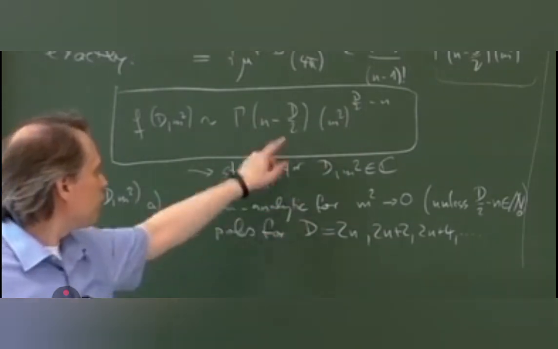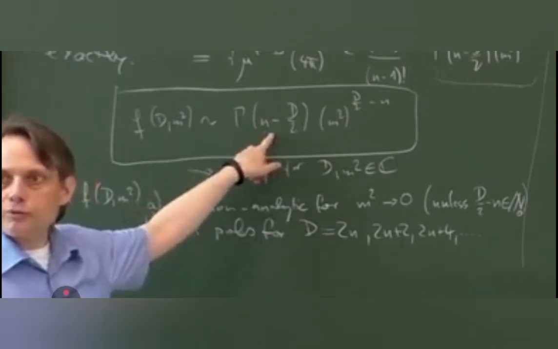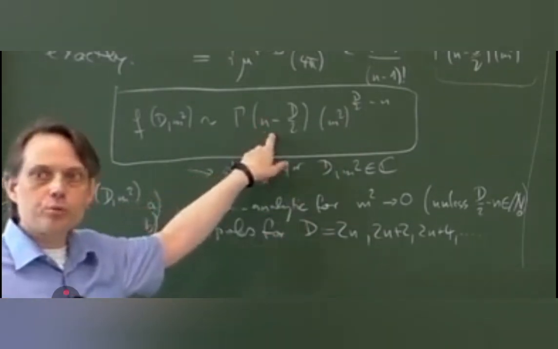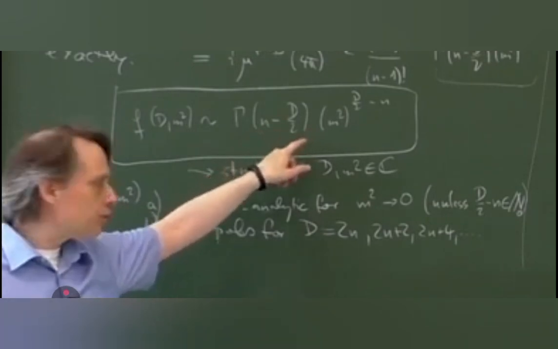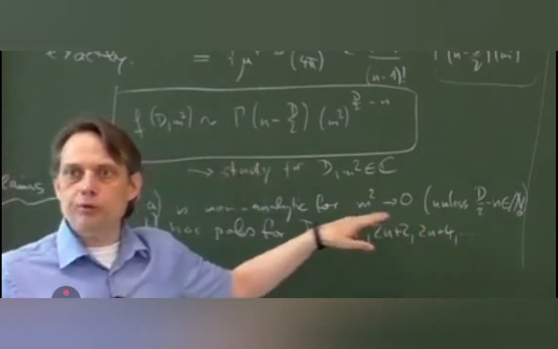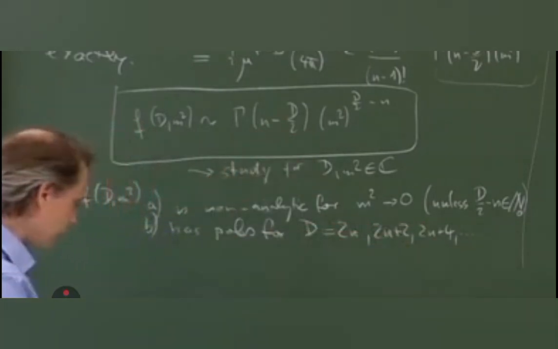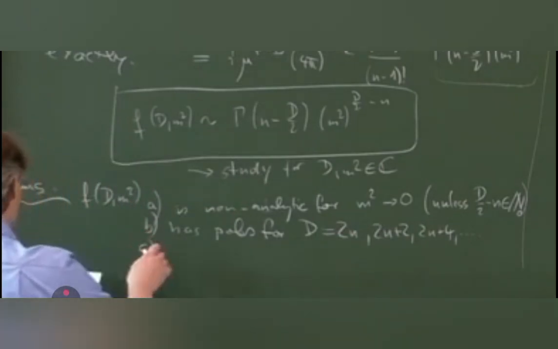Similarly, the poles come from the gamma function, and we have already discussed that the gamma function has poles at 0 and the negative integers, and that immediately explains this statement here. So that is clear. But let's go on.